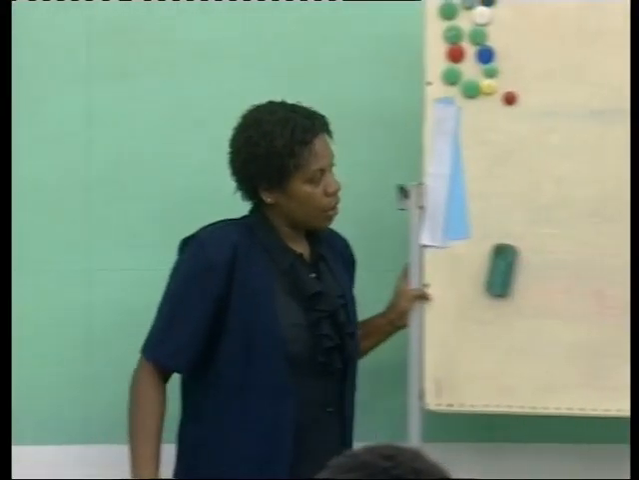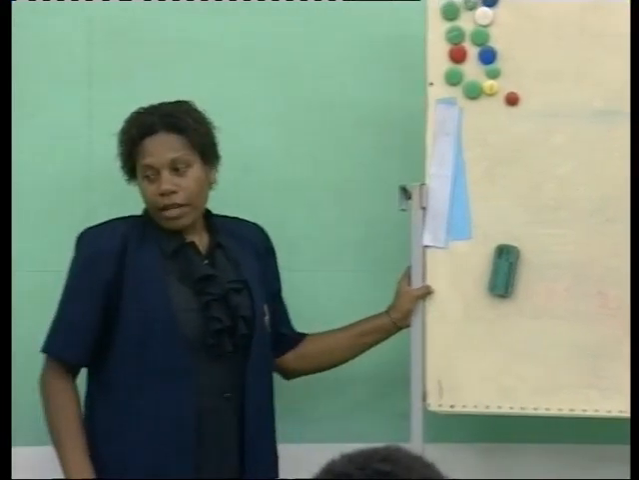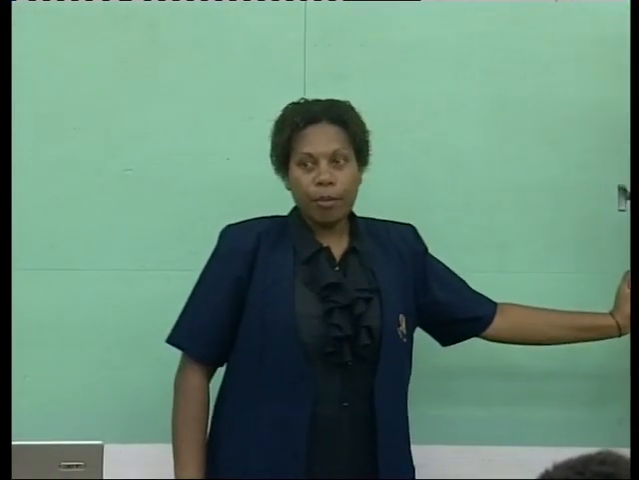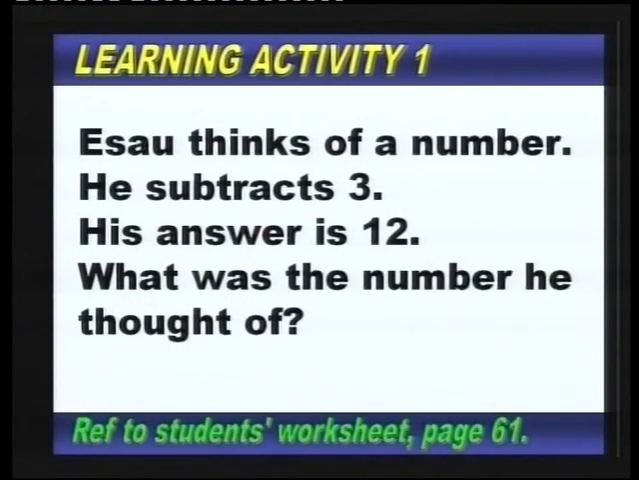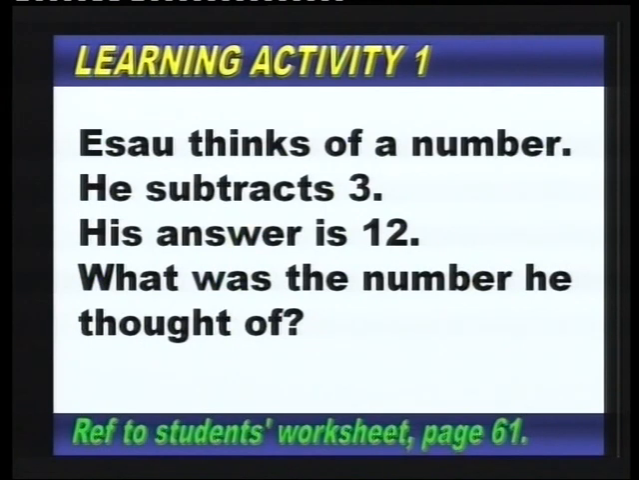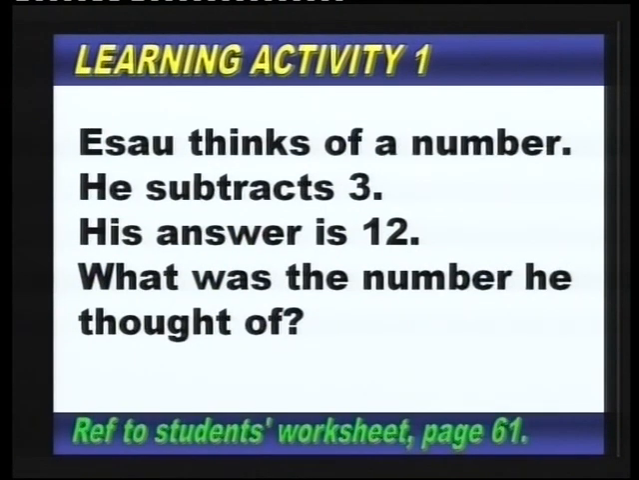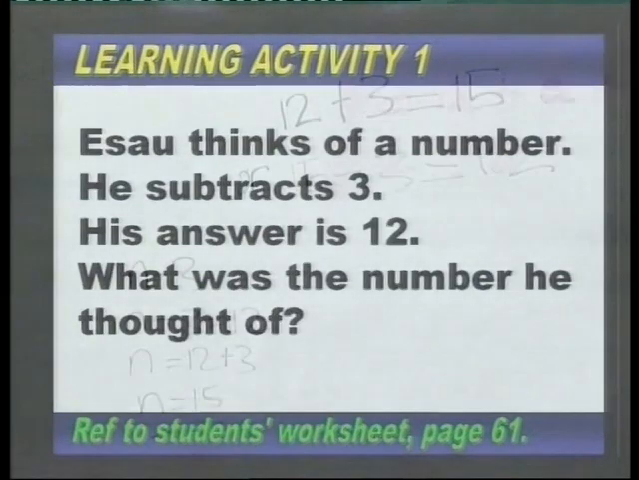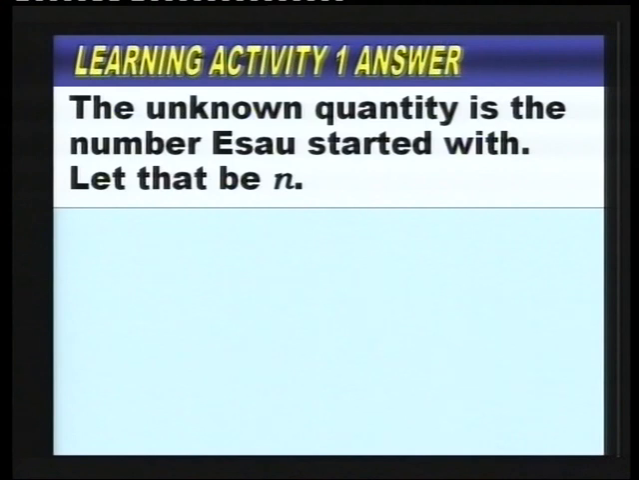Let's go through our answer. Remember the problem. The problem reads, Esau thinks of a number, and that number we do not know. So if we do not know that number, we are going to represent that number with a what? A letter, or a pronumeral. So let's say, let that number be n.